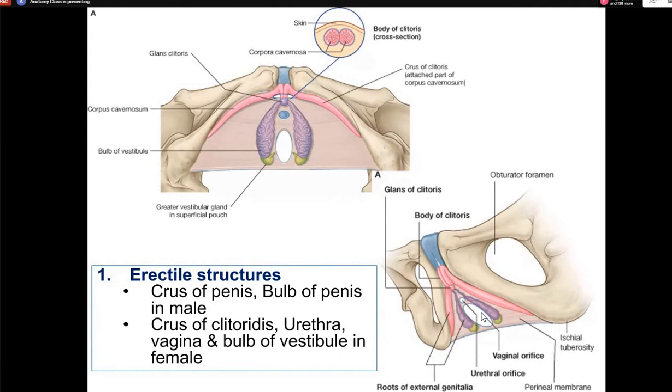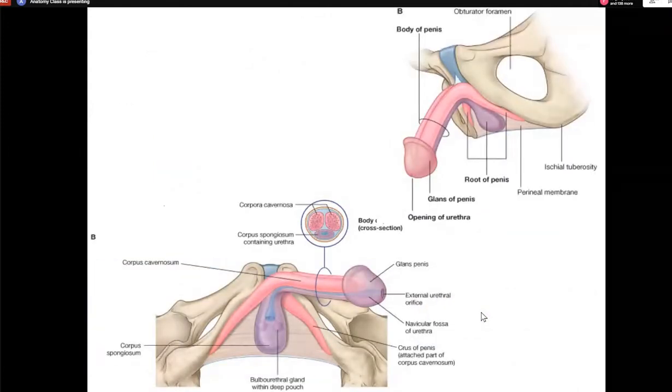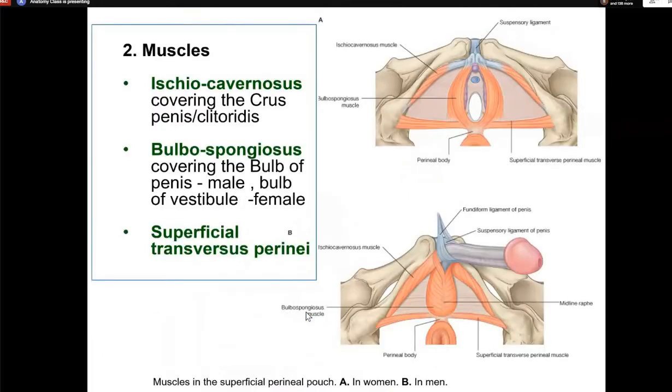Now same thing is there in the male also. In the male also, the organ related with those structures. So crus of penis. Crus means the singular one, so the plural we call it as the crura. Crura of the penis, then the bulb of the penis. Bulb of the penis, crura of the penis, these are the erectile structures present in the male. Those all are present in the superficial perineal pouch. Now, next one is the muscles.